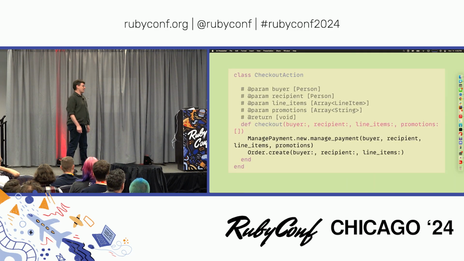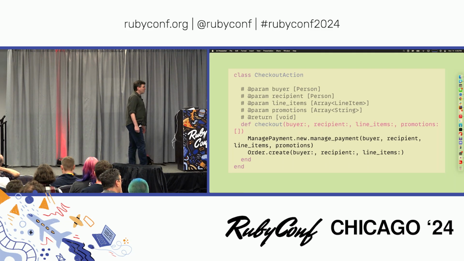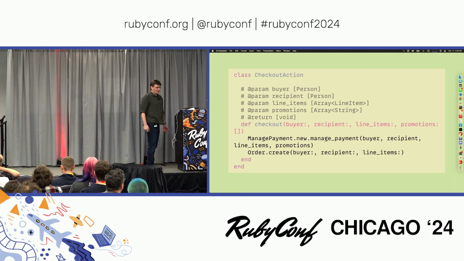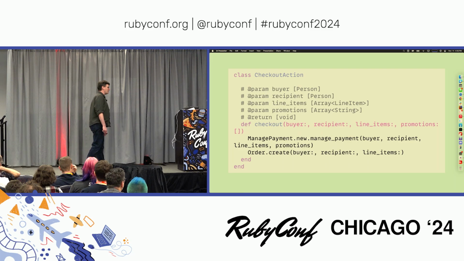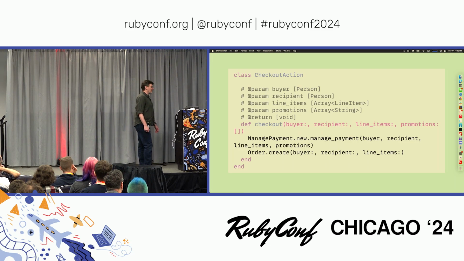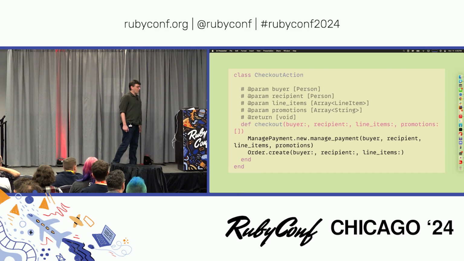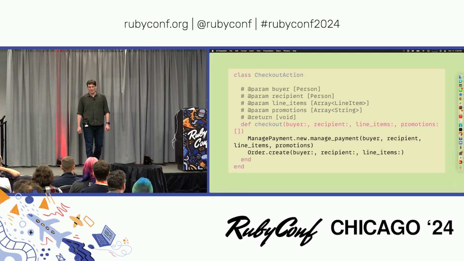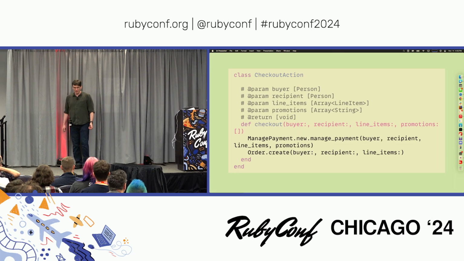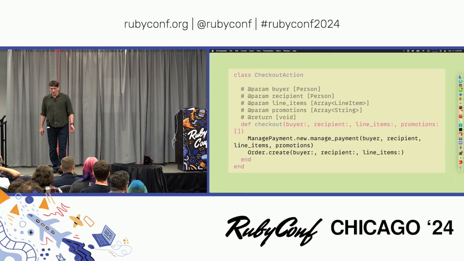This is doing basically the exact same thing that Sorbet and RBS were. This is the checkout action versions. We can read this. It is defining a param called buyer that takes a person, a param called recipient that takes a person, a param called line item that takes an array of line items, and so on and so forth. An interesting feature about this is that the types don't actually have to be classes. You can actually define a list of methods. So you can define a duck type in Yard as being the correct type.